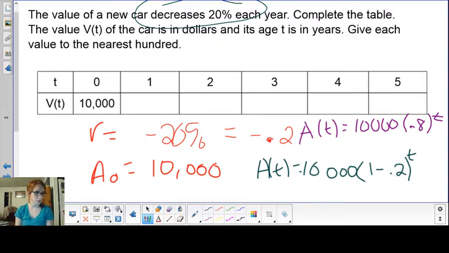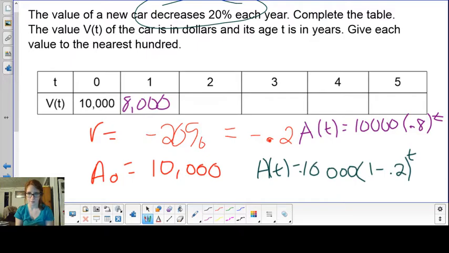So what we're going to do is we're going to go ahead and in my calculator, we're going to change our t's each time. So first one is 1. So what happens, how much is my car worth in 1 year? So I have 10,000 times 0.8 to the 1. And it helps to push enough zeros. There we go. So I should get 8,000. So my car should be worth $8,000 after 1 year.